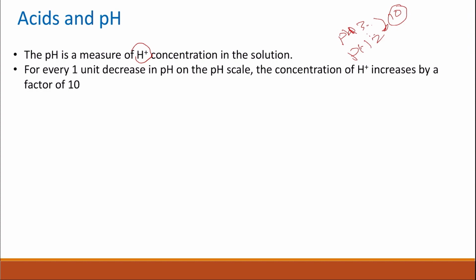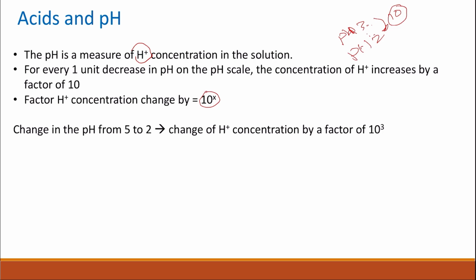In general, the hydrogen ion concentration for any solution will change by a factor of 10 to the power x, where x here refers to the difference in the pH between the two solutions. So, for example, if we change the pH from 5 to 2, that means the hydrogen ion concentration will change by a factor of 10 to the power 3, which is basically 1,000.